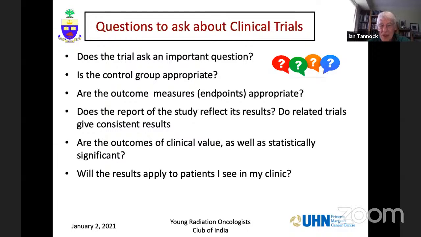Are you comparing with the standard of care? Are the outcome measures, the endpoints, appropriate? Does the report of the study reflect its results? So is it reported well? And do related trials give consistent results? If it's a one-off unusual result, you should not put a lot of belief in it. Are the outcomes of clinical value and not just statistically significant? And finally, will the results apply to patients you see in your clinics? Because you should recognize that those patients going into clinical trials are highly selected.